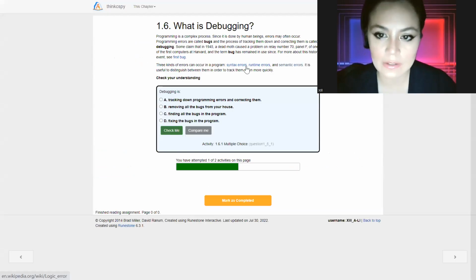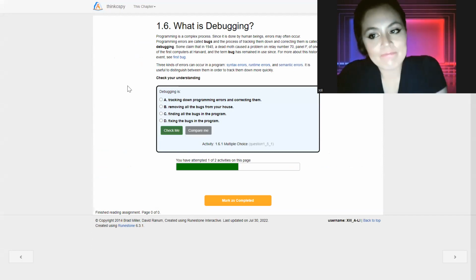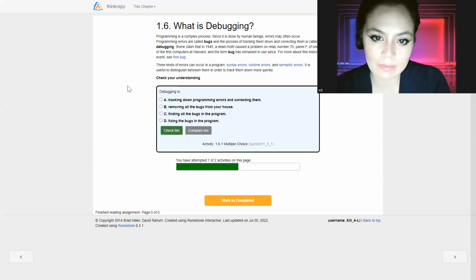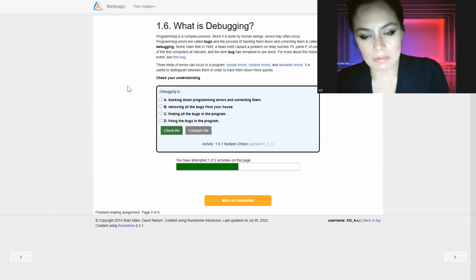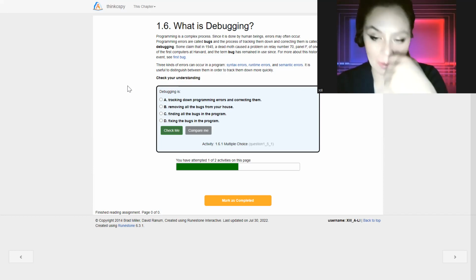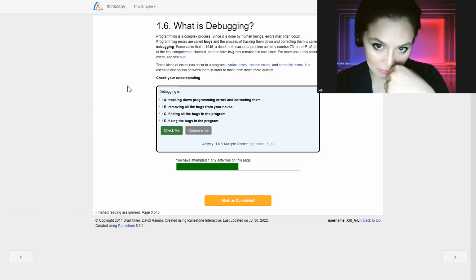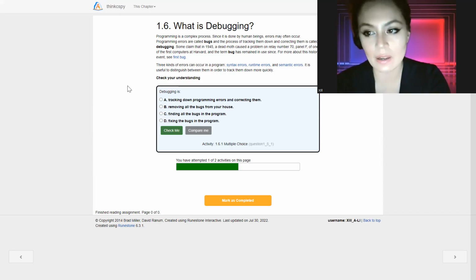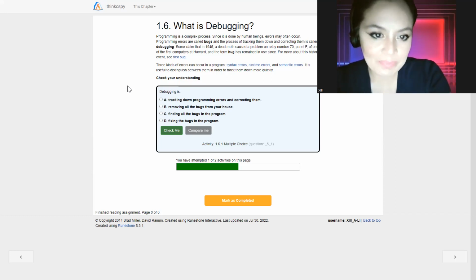It's interesting, these links redirect back to Wikipedia. I'm just thinking of maybe coming back to these specific terms and doing a report on each of those. It is useful to distinguish between them in order to track them down more quickly.